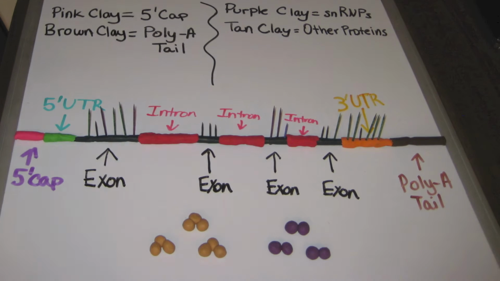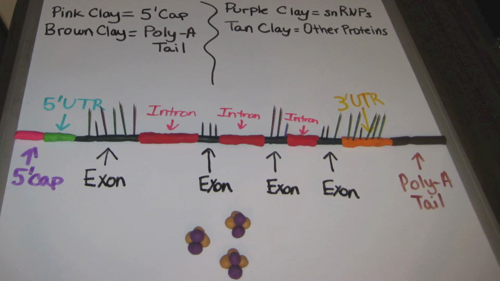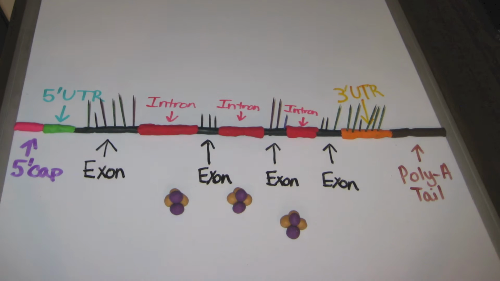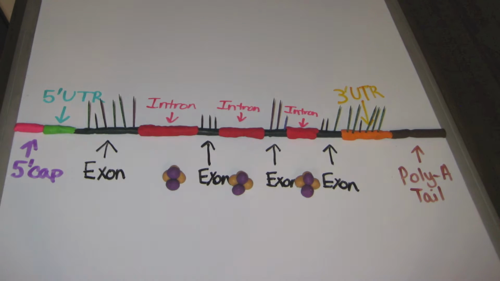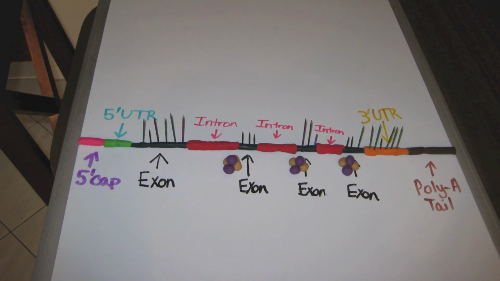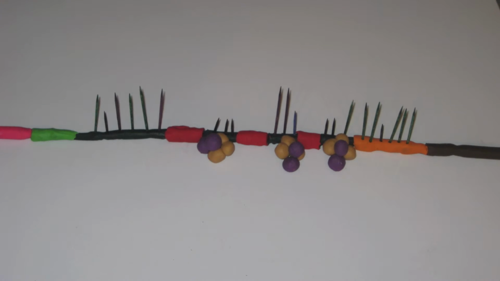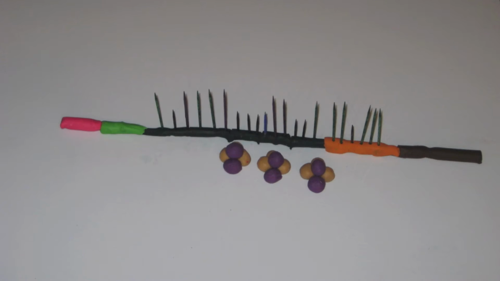Pre-mRNA is spliced by a spliceosome, which is composed of small nuclear ribonucleoproteins, snRNPs, bound to other proteins. These spliceosomes interact with certain sites along an intron, releasing the intron and joining together the exons. Once the RNA splicing process is complete, the new modified mRNA is ready to be exported out of the nucleus.